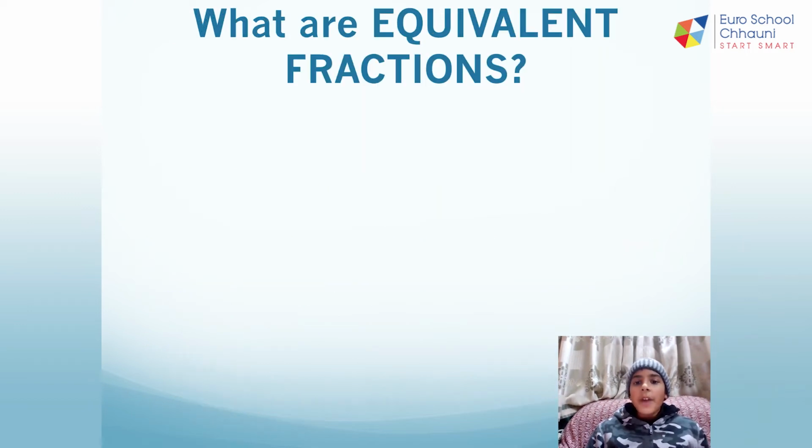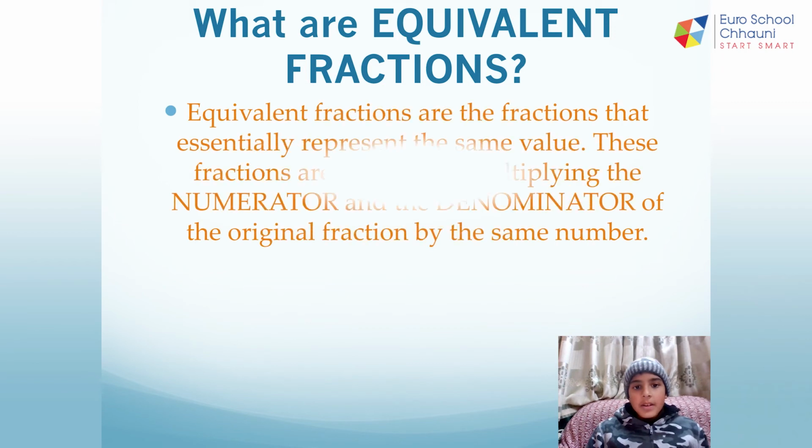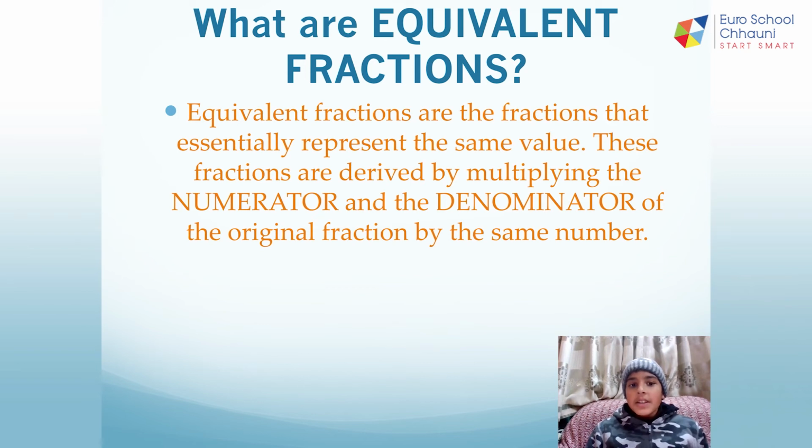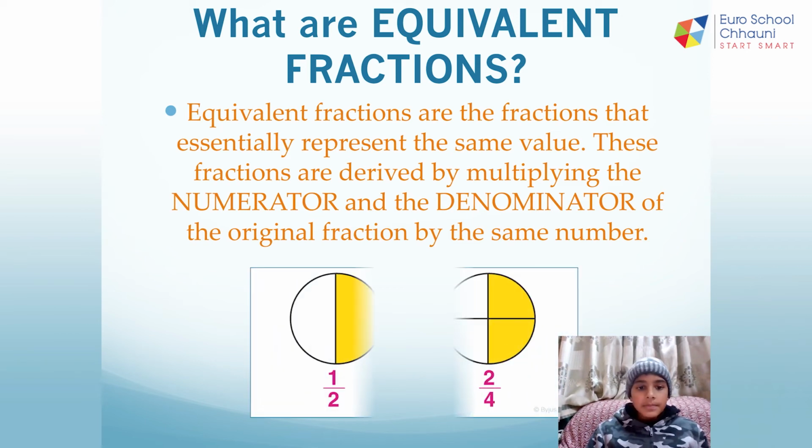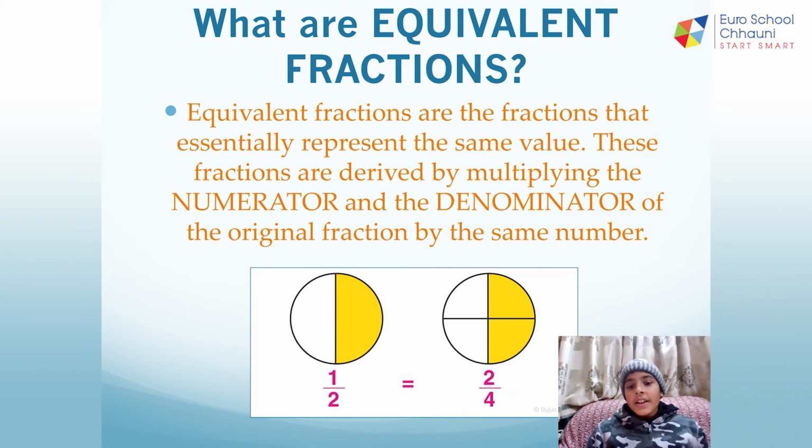What are equivalent fractions? Equivalent fractions are the fractions that essentially represent the same value. These fractions are derived by multiplying the numerator and the denominator of the original fraction by the same number. Here is an example, 1/2 and 2/4. Both of these fractions represent the half of a whole.